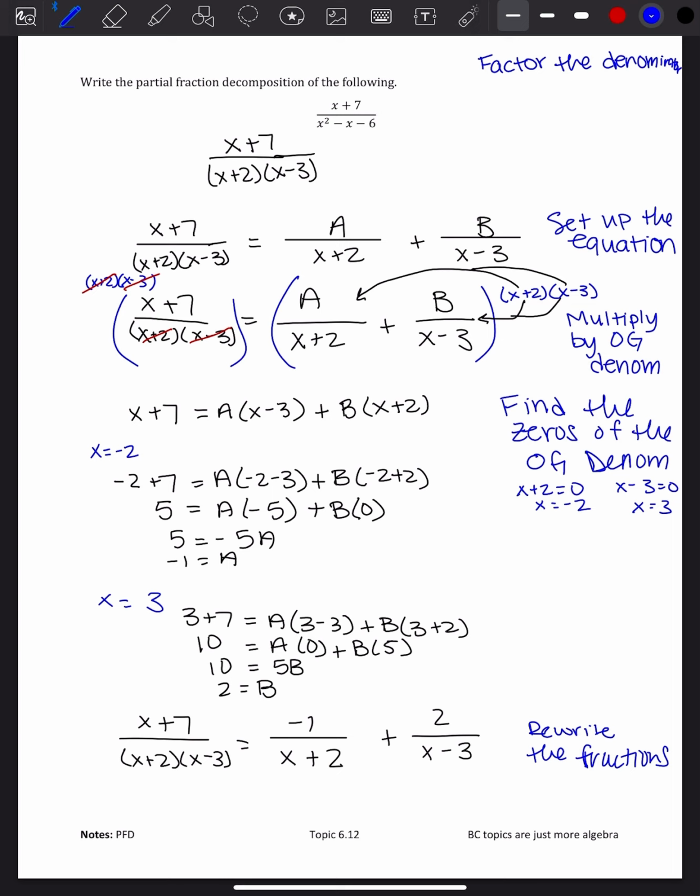One of the things that you may be looking at here is the amount of stuff that we need to do. Once we know what to do, everything can be a little bit streamlined. Once the fractions are gone, it's just about plugging in numbers that are easy to work with. If I really wanted to, I could plug in x equals 0. That would be 7 equals negative 3a plus 2b. But I would need something else because it doesn't get rid of one of my variables. So with partial fraction decomposition, we want to work smarter rather than harder.